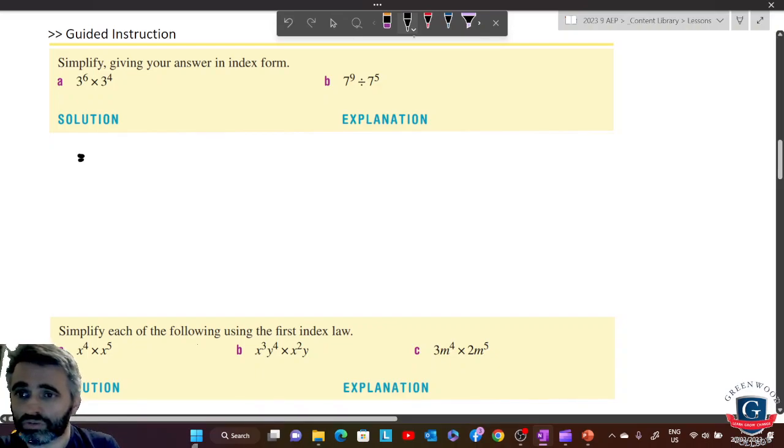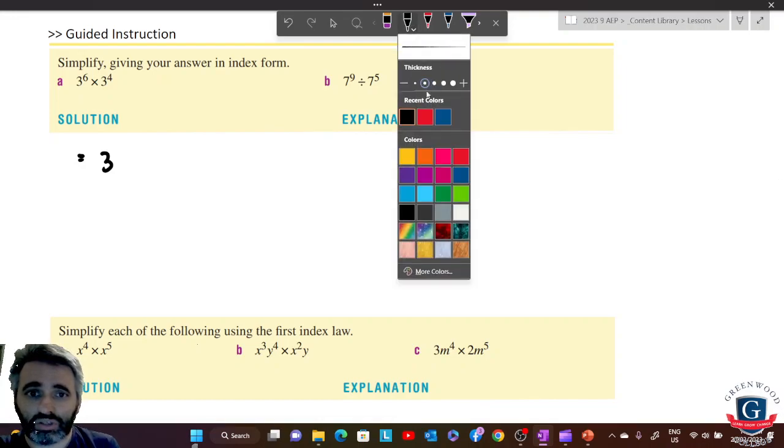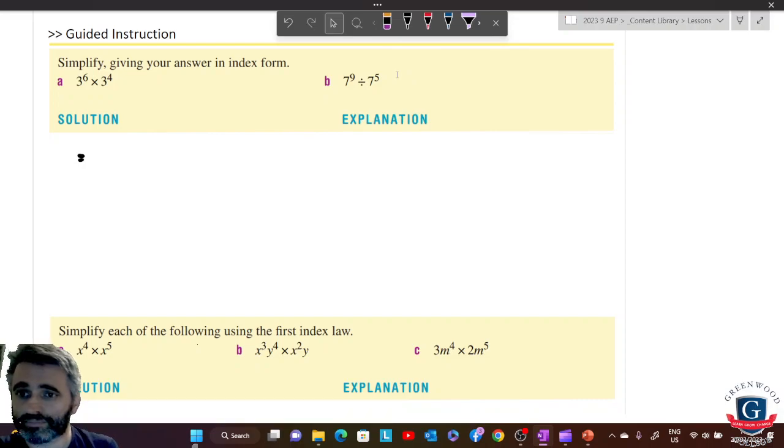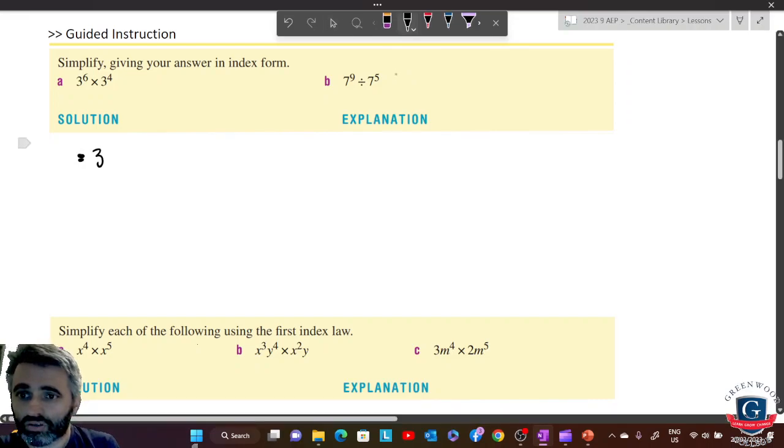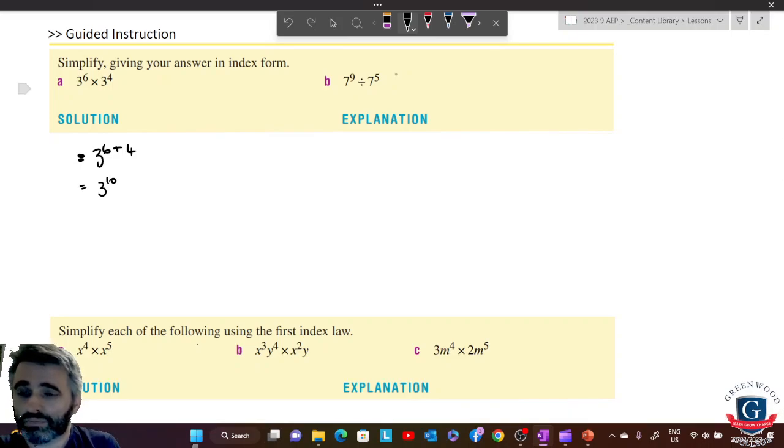That will equal 3 to the, my pen's too thick. Could have a thinner pen. Let's try again. 3 to the 6 plus 4, which equals 3 to the 10. You have the same base, add the indices.